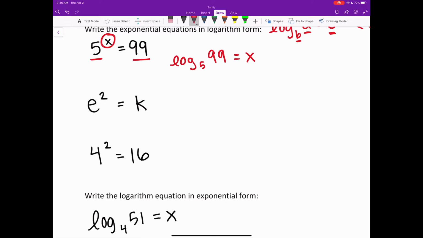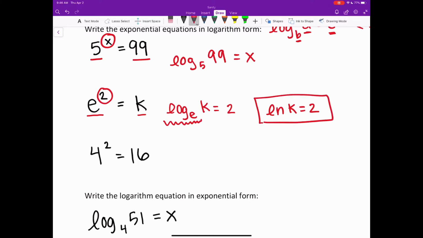Down here we have a base of e. That's a little bit different. We have our exponent of 2 equals k. So I'm going to write this two different ways. I'm going to say log base e of k equals 2. And since I know that we have a base of e, I could write this as a natural log. So I'm going to say natural log of k equals 2. And we would usually prefer it to be written like this with natural log.